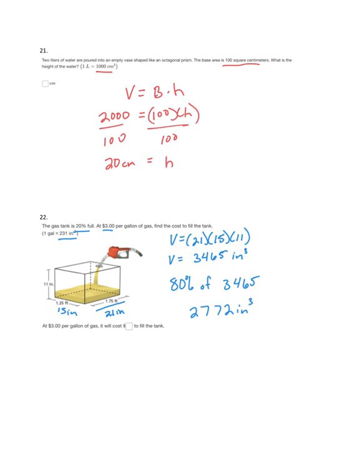Now I need to figure out how many gallons that is. If I divide by 231, I find that that's 12 gallons. Now I see that it's $3 per gallon, so I need to multiply that by 3, and it's going to cost me about $36 to fill the tank.